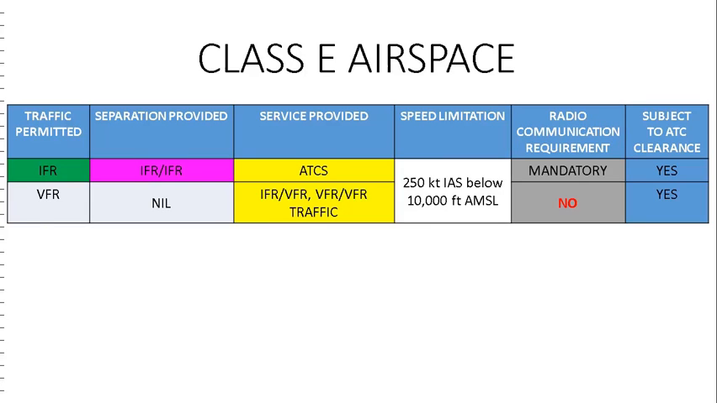Radio communication is mandatory for IFR. However, for VFR, there is no such requirement. Both IFR and VFR are subject to ATC clearances. Class C airspace shall not be used for control zones as it can be classified as Class D. Airspace in designated ATS routes outside terminal areas, control areas, and control zones where air traffic control services are provided has been classified and designated as Class E airspace.